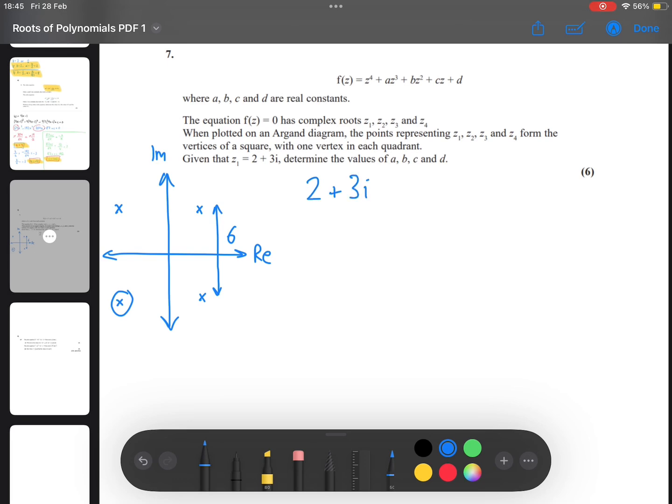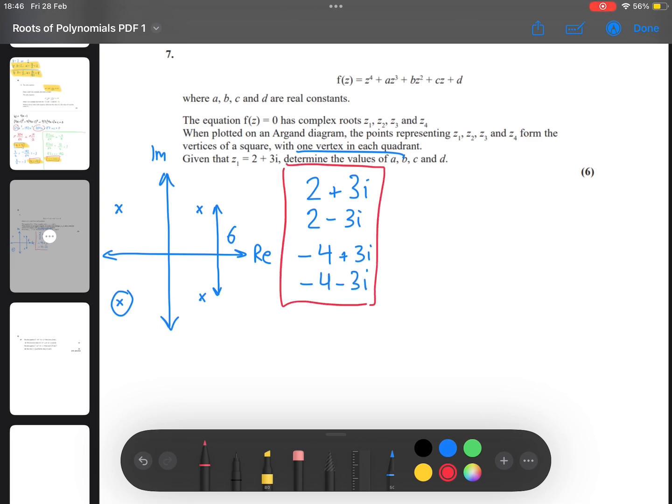So listing the roots here, we have 2 plus 3i, 2 minus 3i. The other one is then going to be minus 4 because we're going 6 in the horizontal direction. We're not going in the other direction. We're going to the left because we're told that one vertex in each quadrant. Minus 4 plus 3i and minus 4 minus 3i. Those are the roots of our equation, which we're then going to work with to find a, b, c, and d.